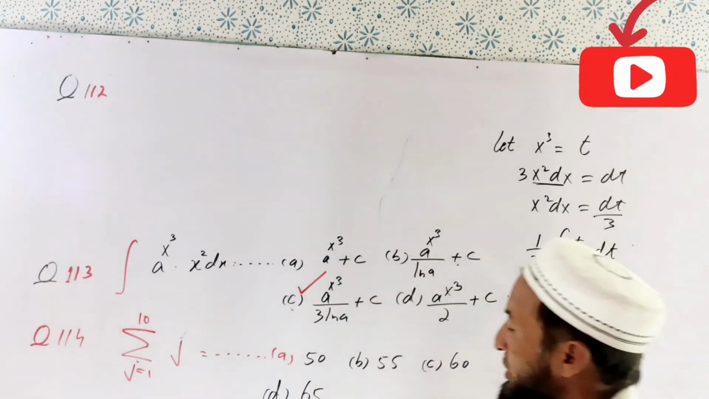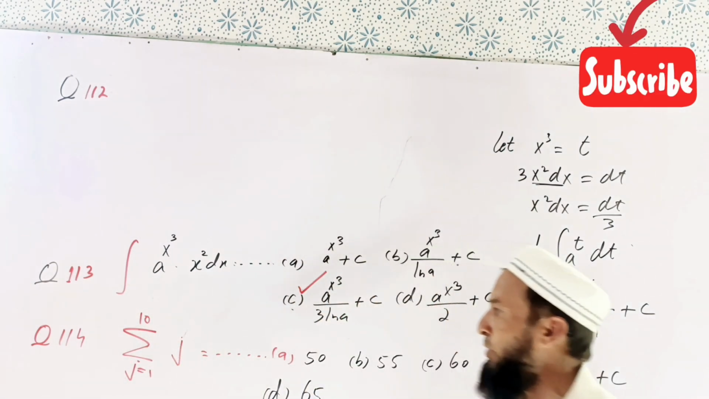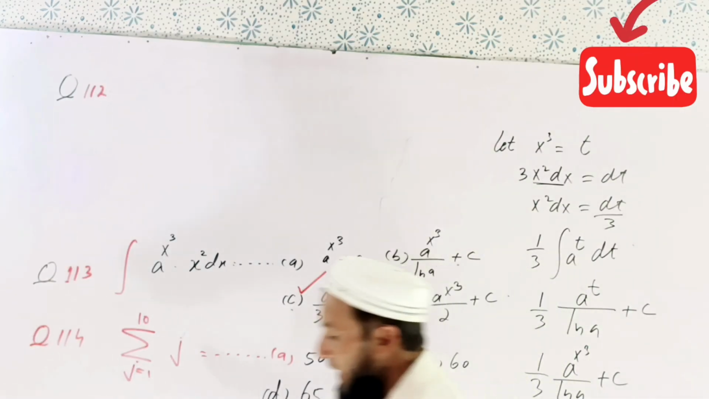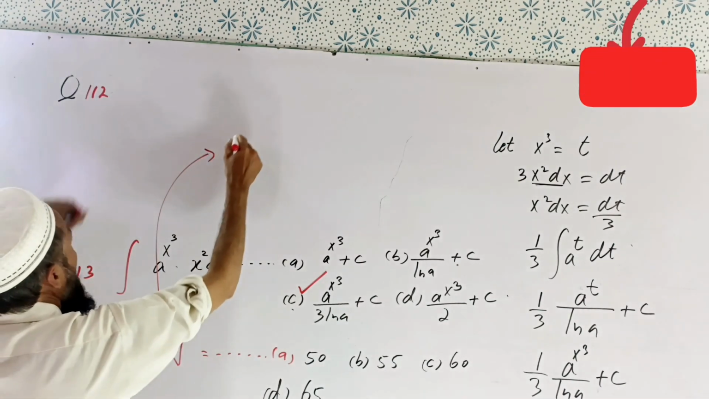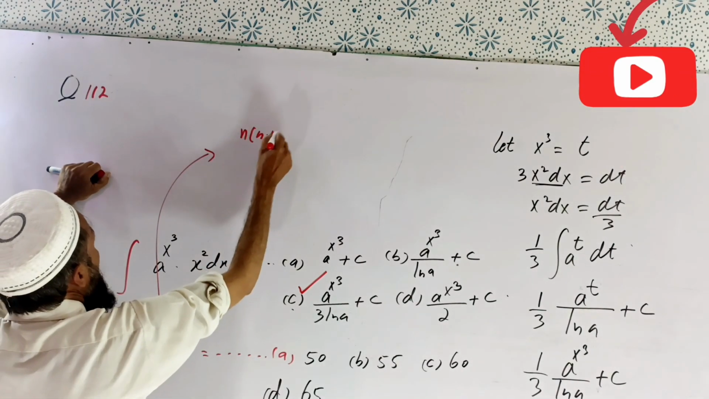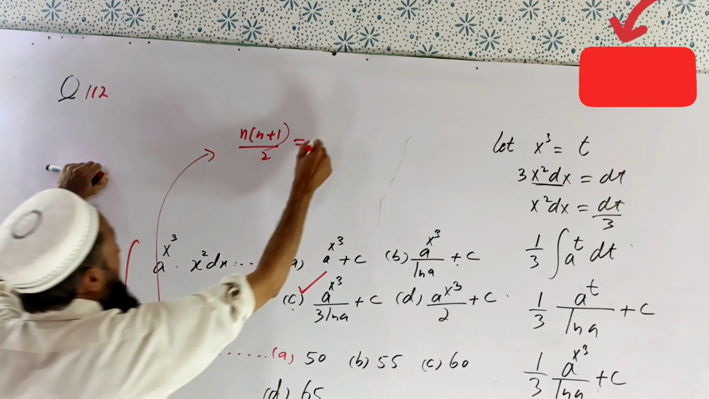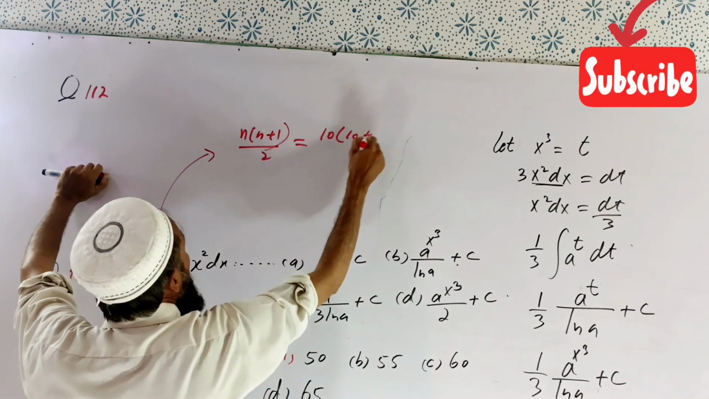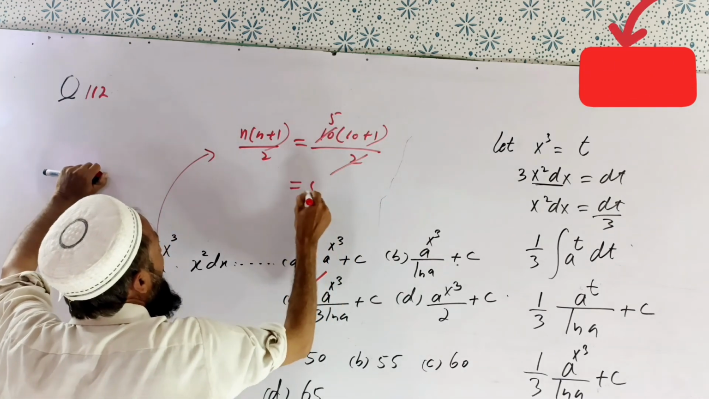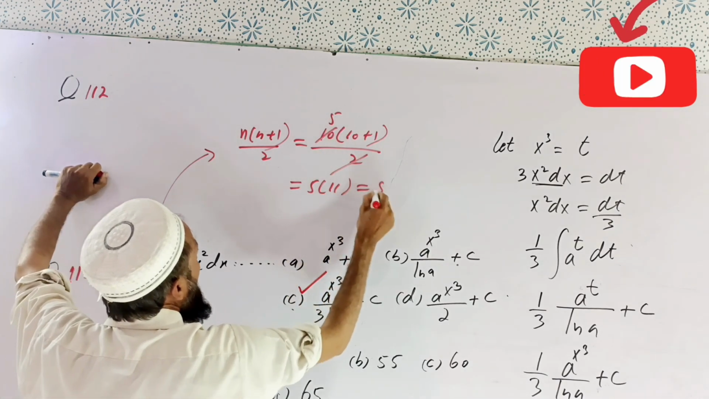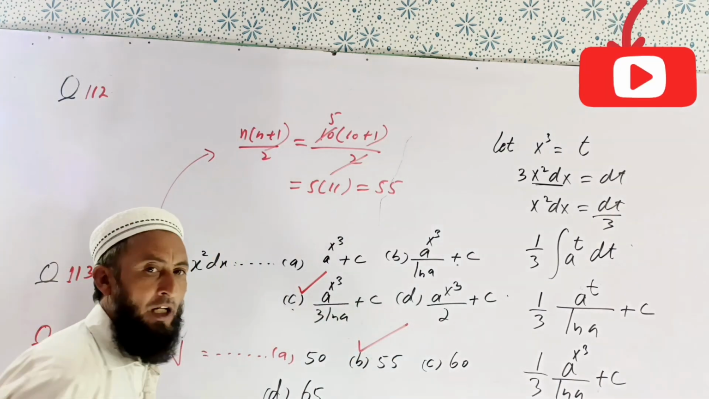Similarly, question number 114: summation of j from j = 1 up to 10. According to the formula, we know it is n into (n plus 1) divided by 2. Here n is equal to 10, so 10 times 11 divided by 2. Both are cancelled, so 5 into 11, and we get 55. 55 is the correct answer.